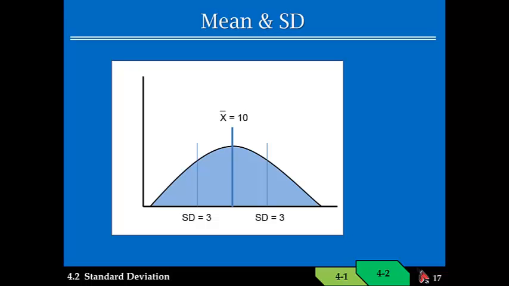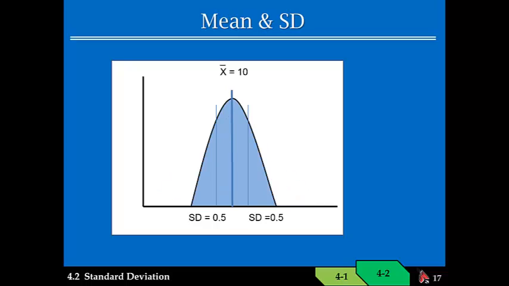So in this example, if we had a mean of 10 and a standard deviation of 3, that might tell us our distribution is fairly wide and flat. If we saw a different distribution and knew that the mean was 10, but the standard deviation was only half a point, 0.5, we would know that the distribution is much taller and skinnier.